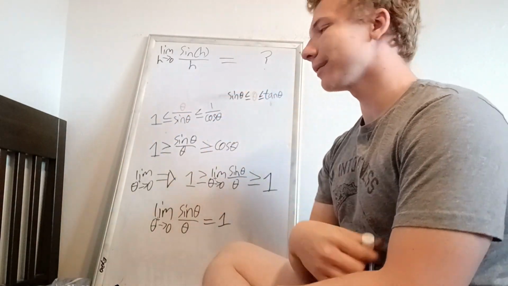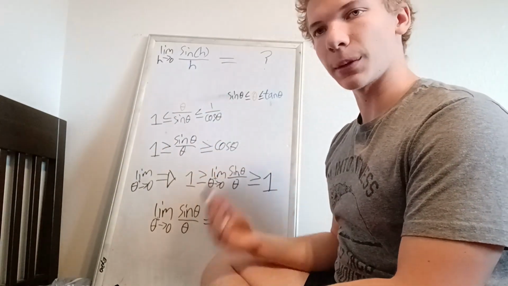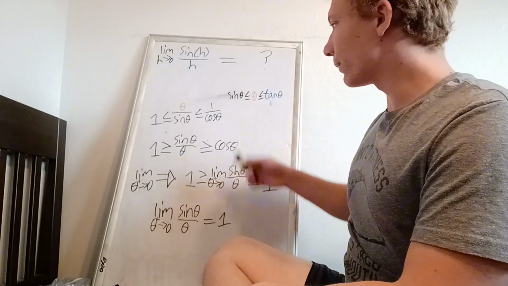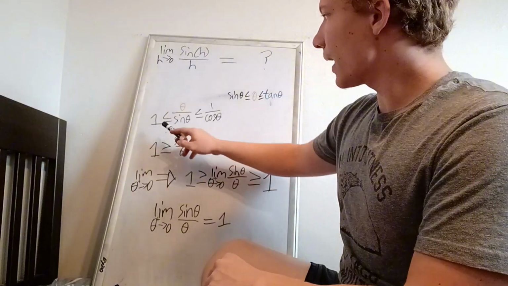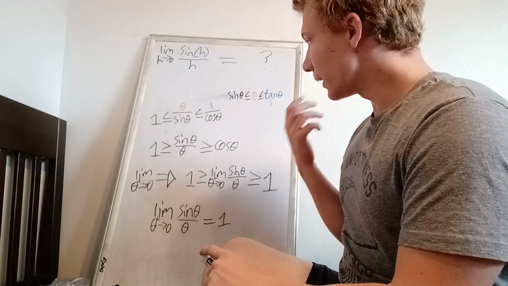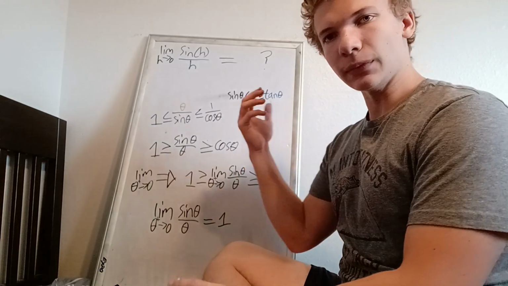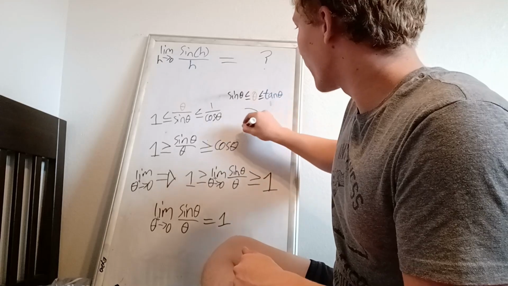Next, what we're going to do is flip all of these. 1 over 1 is still just 1. 1 over theta over sine theta is going to be sine theta over theta, and then flipping this 1 over cosine, we just get cosine. And of course, when you do this, now you do have to worry about the order of the signs, as they're going to flip. Now we want to take the limit as theta approaches 0 from the positive direction, which is what we were doing with that example.